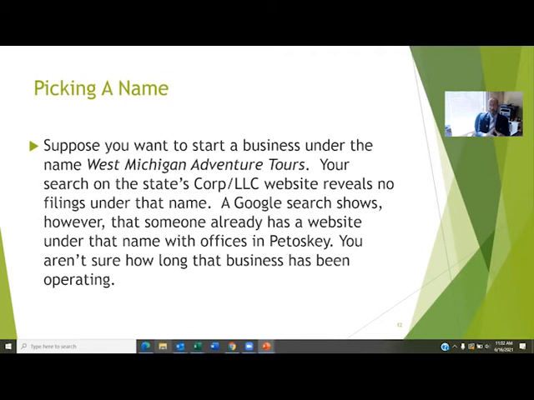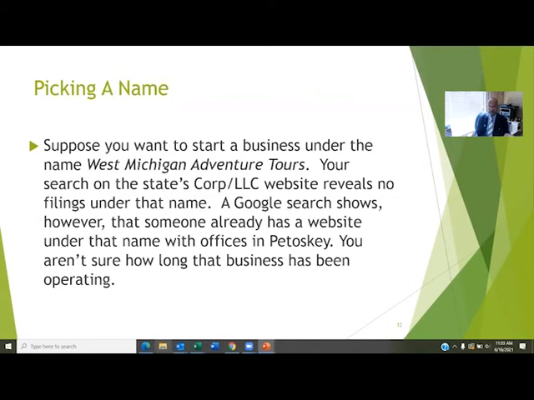Once you develop a business name and create this entity, you can be assured that no one else will be able to come in and start operating as West Michigan Adventure Tours, for instance, if that name's already taken. So you have some protection in that regard that you are going to be the only West Michigan Adventure Tours in the state of Michigan when you properly go through this process. You can also do this, and you should do this beforehand, just by going on the state's website and searching for business entities, and it'll show you.